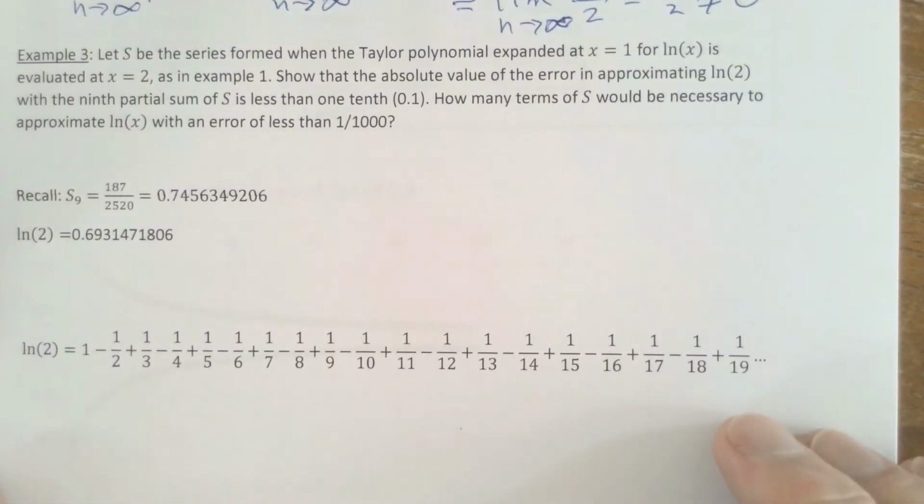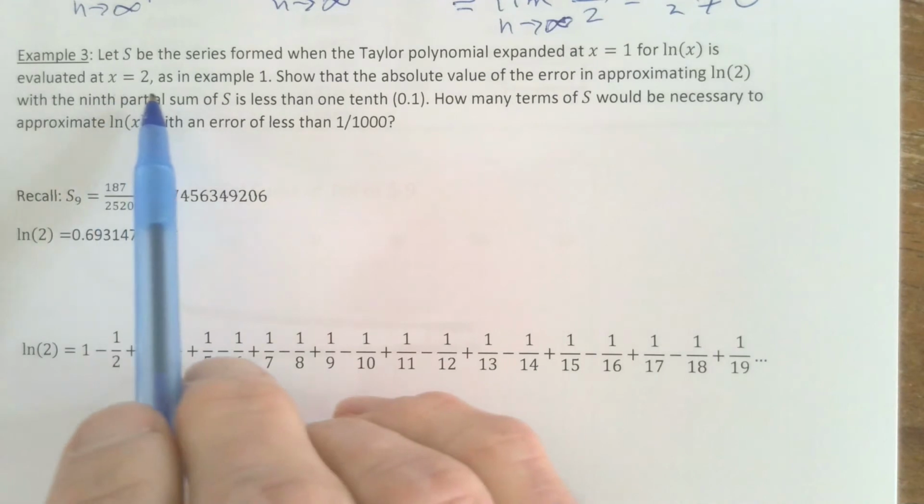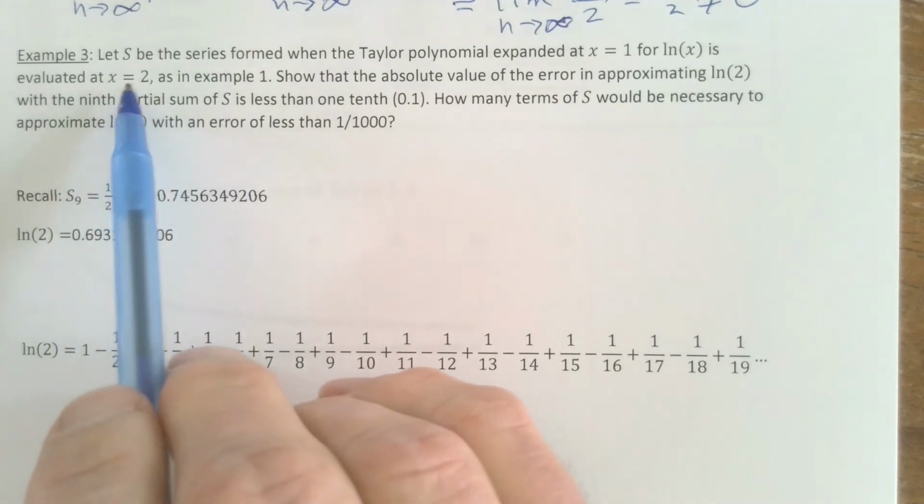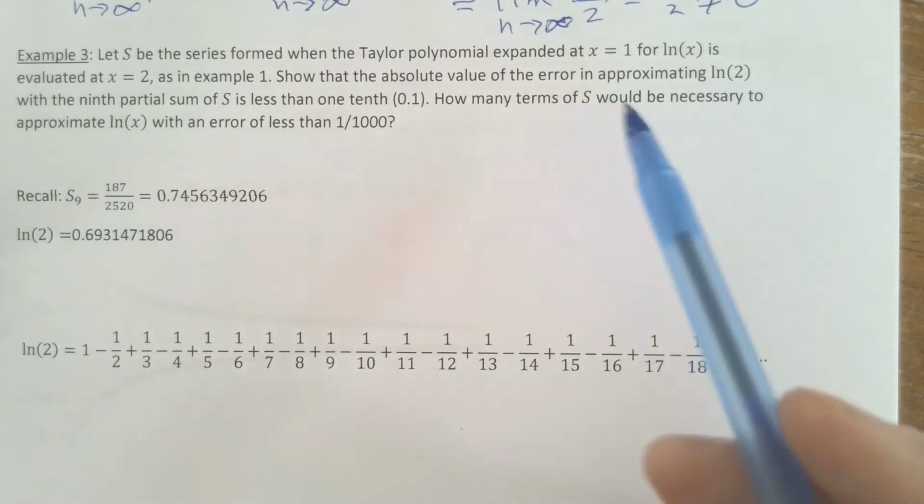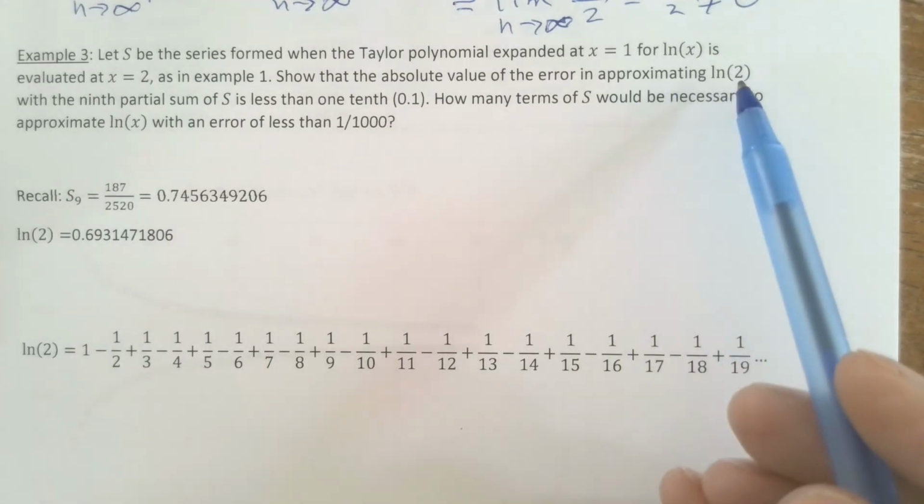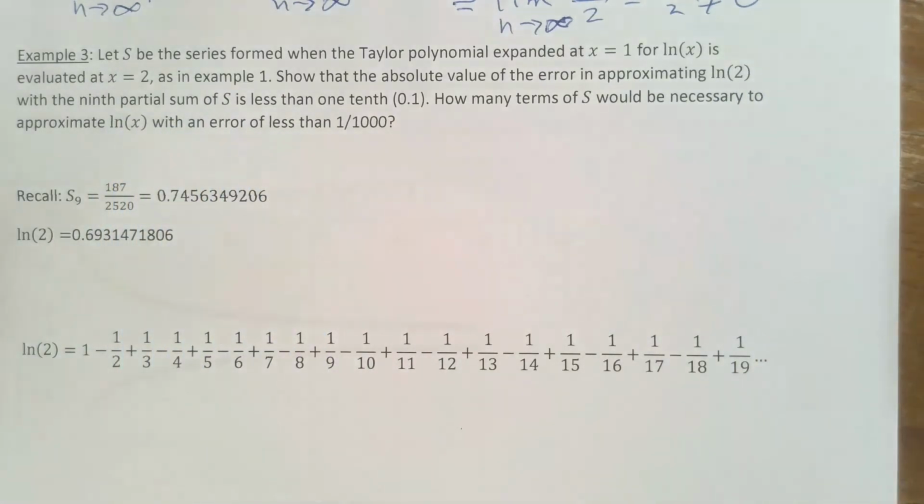S is the Taylor polynomial expanded at 1, natural log. The Taylor polynomial, this is just example 1, except we're going to do something different with it. We're going to put 2 into that Taylor polynomial, and we're going to show that the absolute value of error in approximating natural log of 2 with the 9th partial sum is less than 0.1.